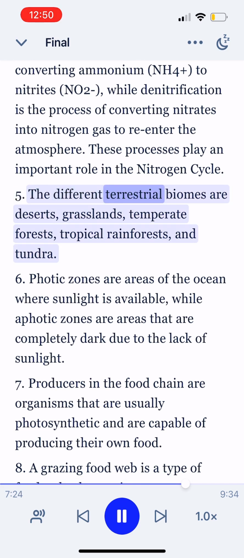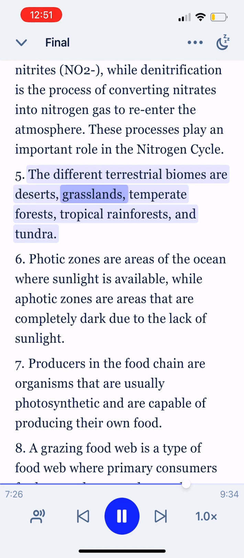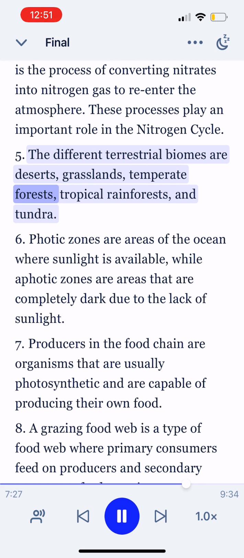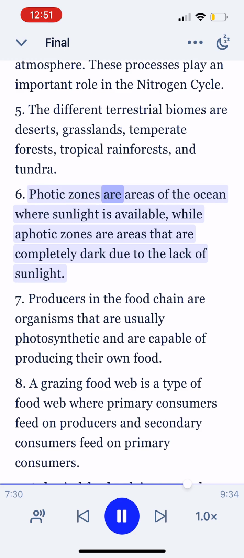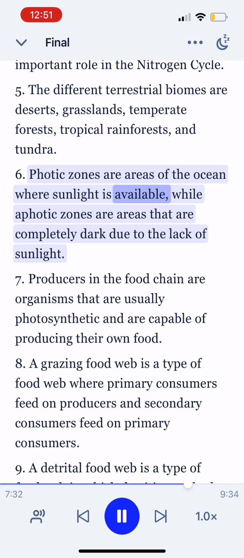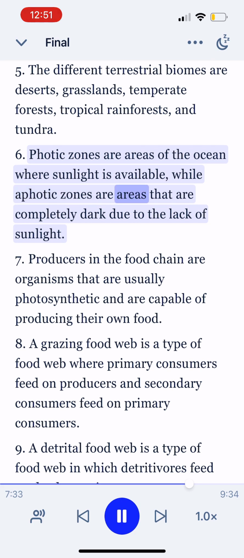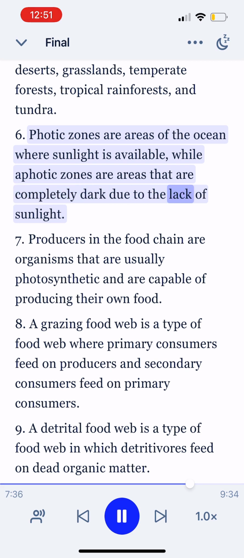5. The different terrestrial biomes are deserts, grasslands, temperate forests, tropical rainforests, and tundra. 6. Photic zones are areas of the ocean where sunlight is available, while aphotic zones are areas that are completely dark due to the lack of sunlight.